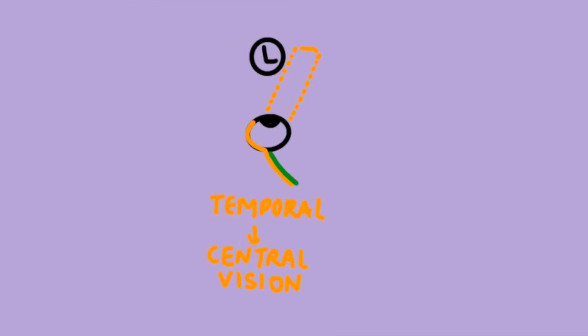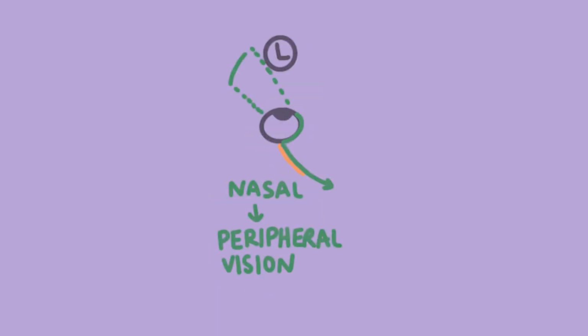The temporal retina on the outside sends information about your central visual field to the half of the optic nerve that originates from and stays on the left side of your brain. The nasal retina, which is on the inside, sends information on your peripheral vision to the half of the optic nerve that will cross to the other side of your brain at the optic chiasm.